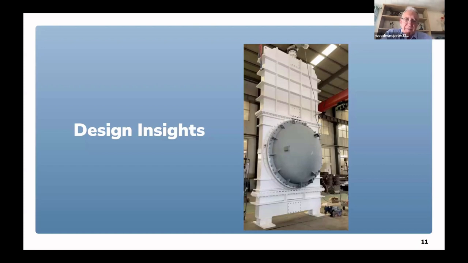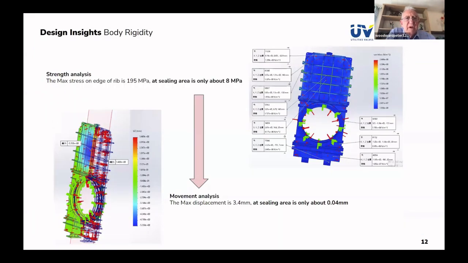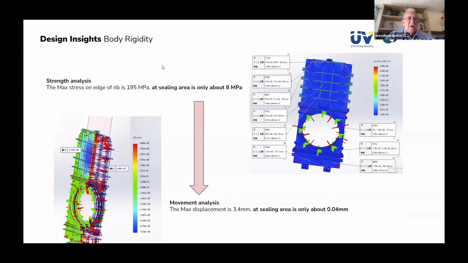So let's have a look at some of the design insights. As I mentioned, the strength analysis modeling, FEA modeling on the body and the disc is extremely important in any valve design. And what we're really aiming for here, though, is far more than strength. The valve is more than strong enough. The most important thing is to achieve the minimal distortion or flex. So it's about rigidity.